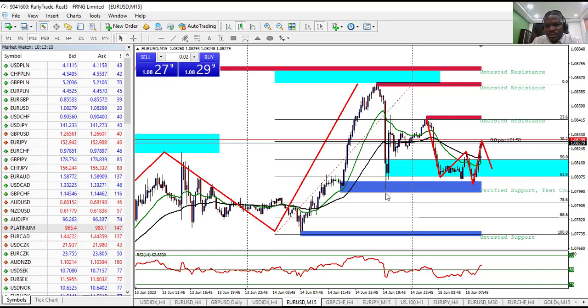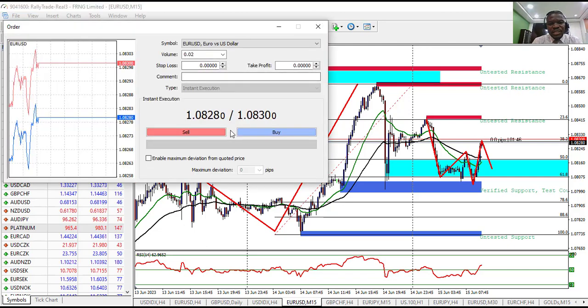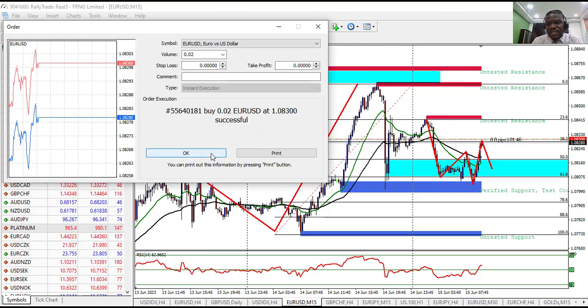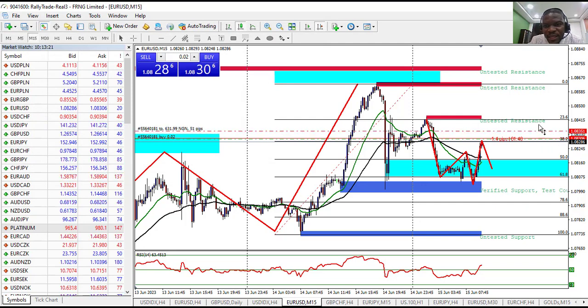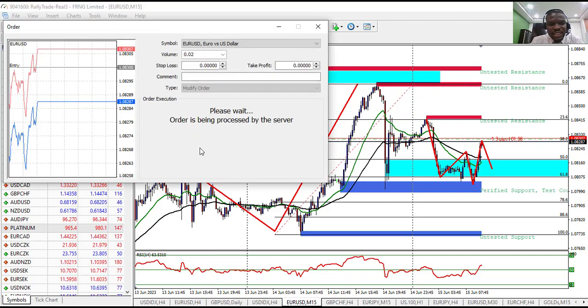So let me just go in straight. I'll do a buy, so that you can see what I'm talking about. Now that's a smaller lot size I used there. Then this targeted point here is my take profit. As you can see, this area is my take profit. Now that's a smaller lot size.